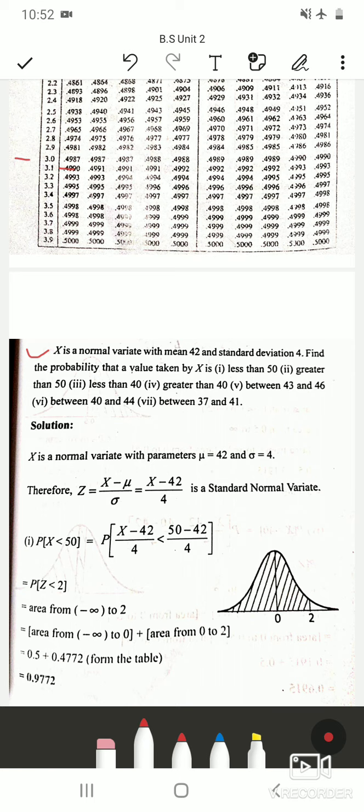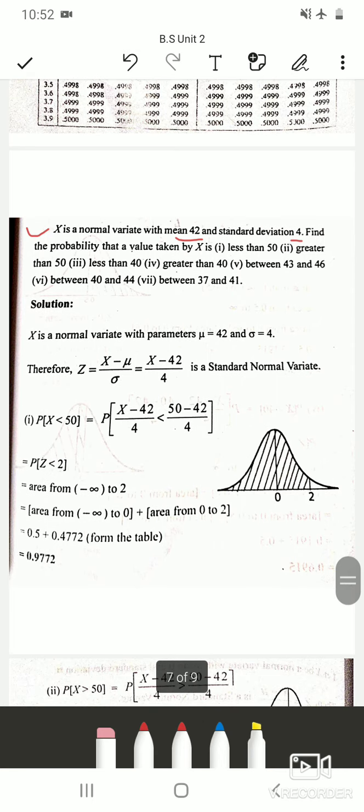Say there is a set of 100 students. First we can calculate the mean weight of those 100 students. Standard deviation can be calculated, which we have studied in the 3rd semester. When you get the mean and standard deviation, then we can find out the probability of students whose weight is less than 50 or greater than 40. All this information can be found out using this normal distribution. So we will see how.